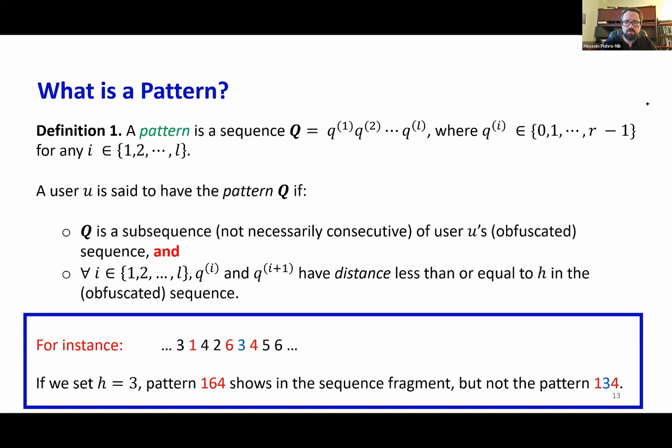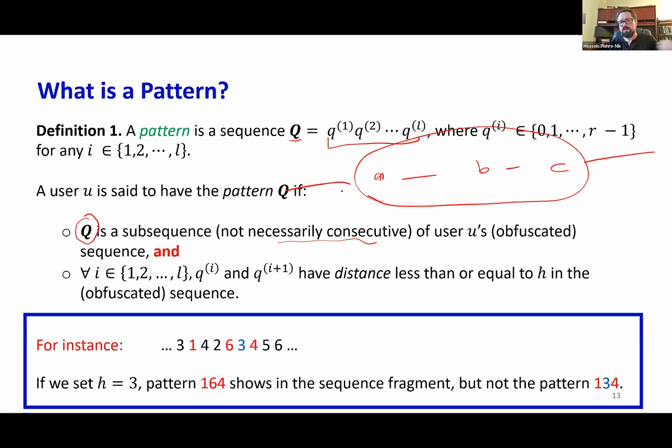Now, before we go any further, we need to define what we mean by a pattern. A pattern is a sequence of length L, and two conditions must be satisfied. First, this pattern must be a subsequence of the user's data, not necessarily consecutive. Like A and B and C might appear in my data, and they must appear close in terms of time. The distance between them must not be very large. Essentially, we provide a threshold H, and we say the distance between these should be less than that H. So, for example, in this sequence below, 1, 6, 4 is a pattern for this user. Why?